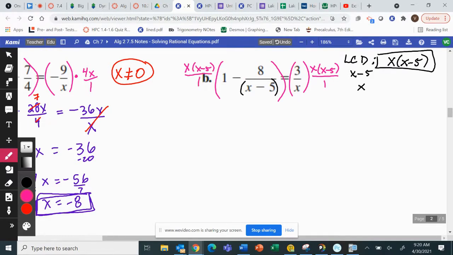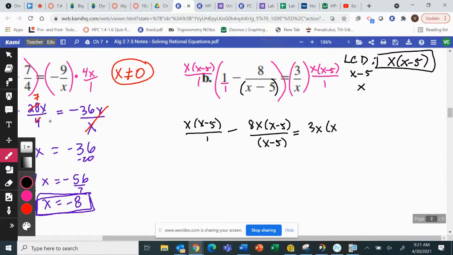And you see that 1 that I'm multiplying it by? That can be over 1 also. We can make everything look like fractions because we multiply fractions straight across. So straight across, I get x times x minus 5 over 1, subtract 8x times x minus 5 over x minus 5, equals 3x times x minus 5 over x. So I multiplied all those numerators. The denominators just multiplied by 1, so they didn't change.